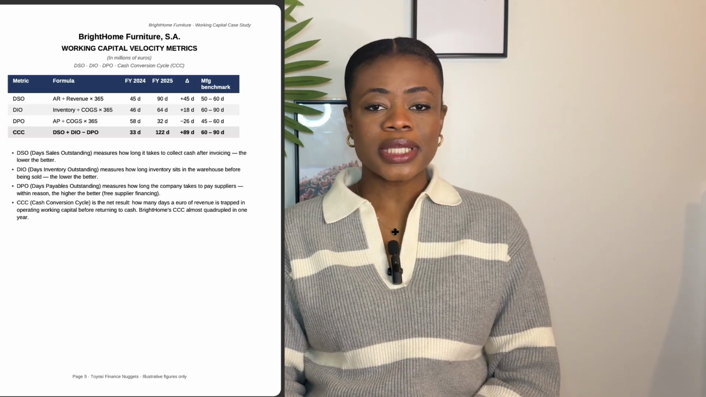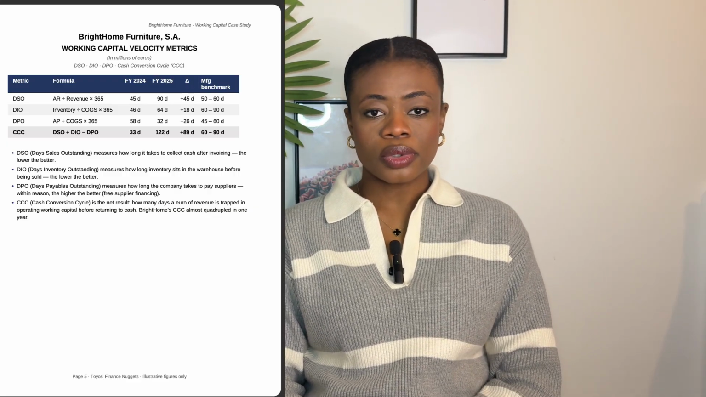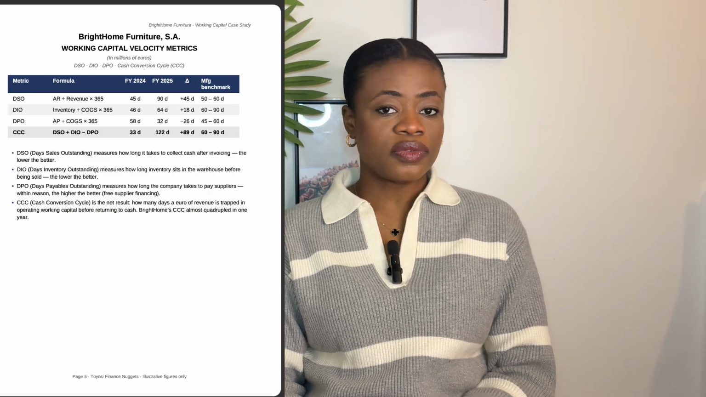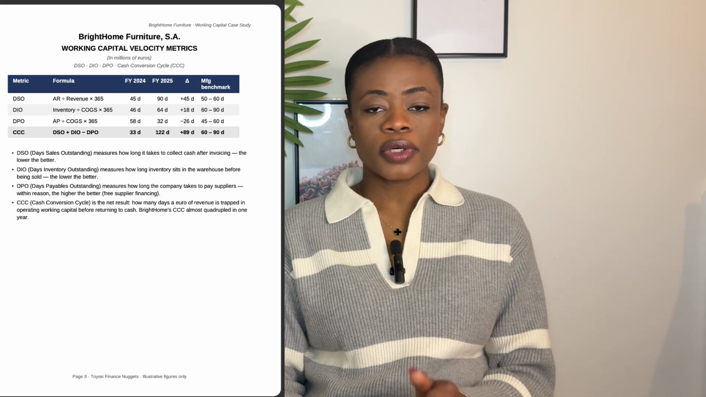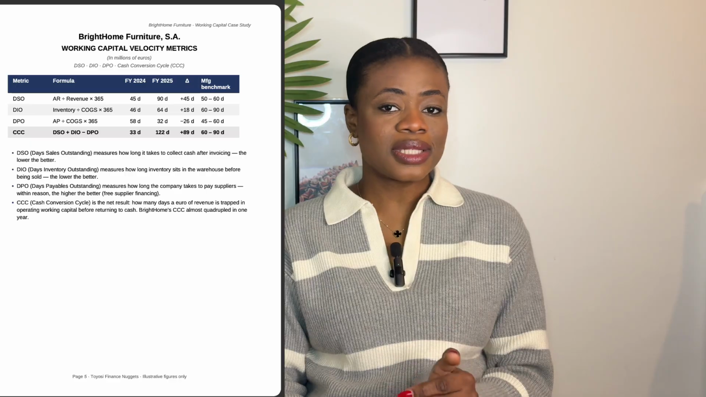And for the DPO, it had 1 million of accounts payable on 6.3 million of cost of goods sold, and that amounts to 58 days of DPO. So the CCC is 45 plus 46 minus 58 days, which amounts to 33 days.